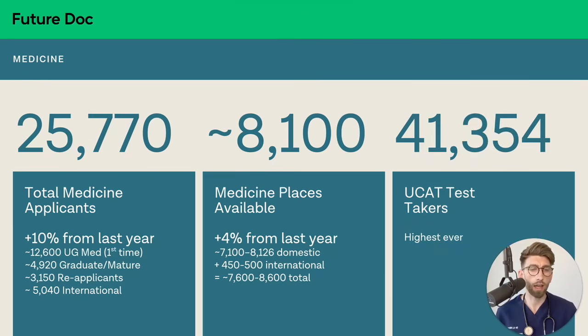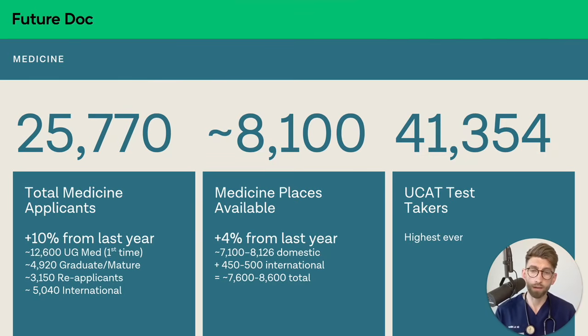So let's have a look at the general numbers, right? This is medicine, and I'll explain how there are a few nuances here, but it gives you a good picture. The total number of applicants for the 2026 data is nearly 26,000. It is up 10% from last year. And if you look, the places are up from last year, but only 4% in comparison. Other than a real spike in COVID times, this is the highest it's been since then, really.